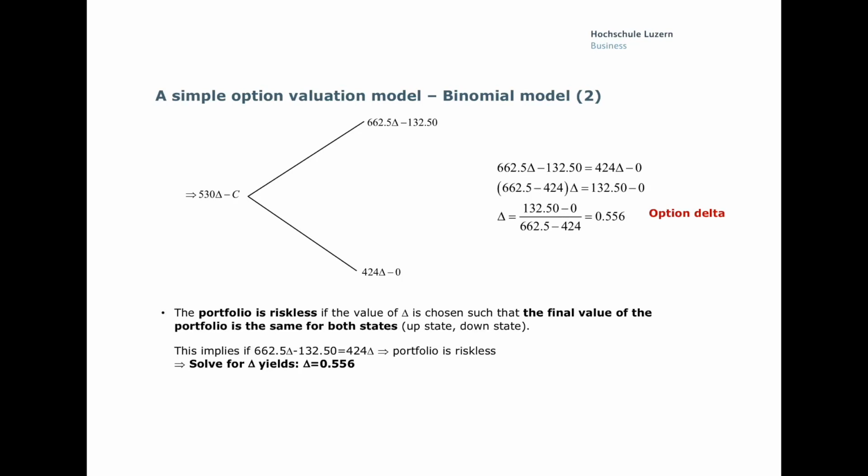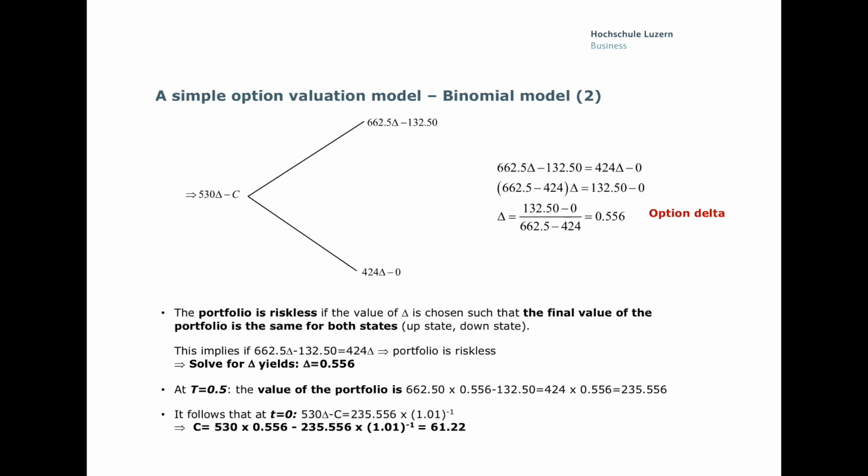The value for delta, which is commonly called the option delta, is 0.556, which means we have to take a long position in 0.556 stocks and a short position in one call option. Based on this fact, we can compute the value of the portfolio at the end of the life of the option. Regardless of whether the stock price moves up or down, the portfolio value in each state is $235.556.